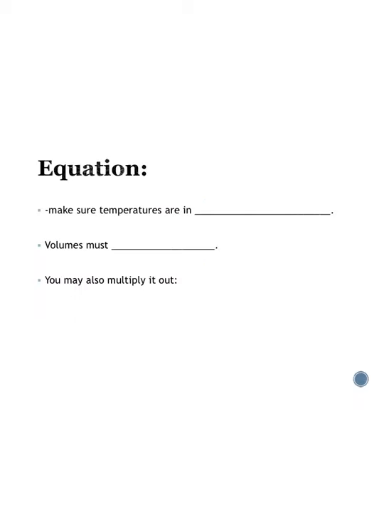Okay, so we have an equation. You can write this one two different ways. The first way you can write this is V1 over T1. Now this looks different from Boyle's law. It's going to be equal to V2 over T2. In Boyle's law, the ones were together and the twos were together. Now they're going to be stacked on top of each other.